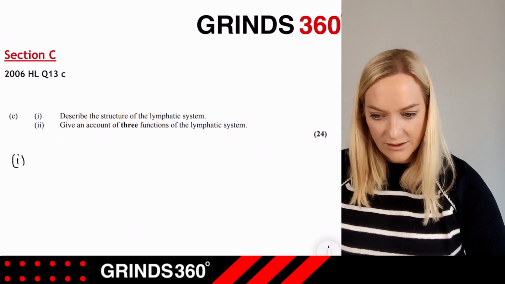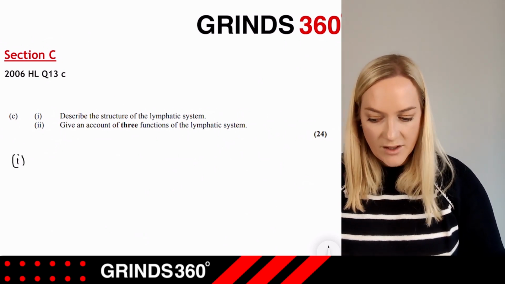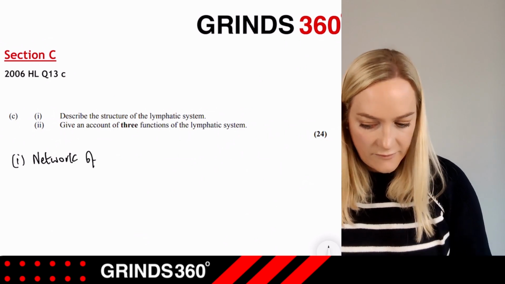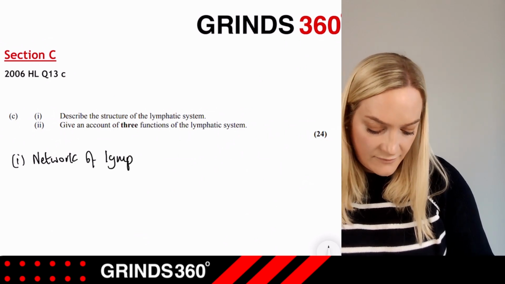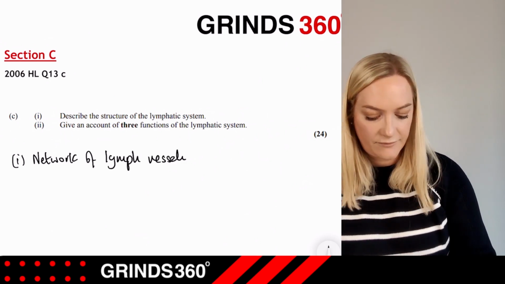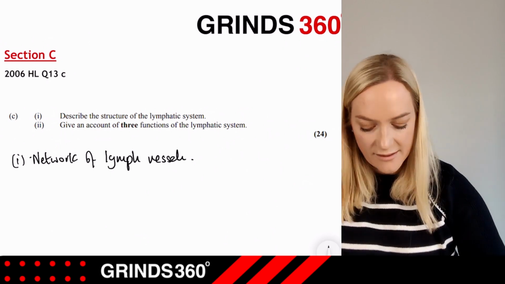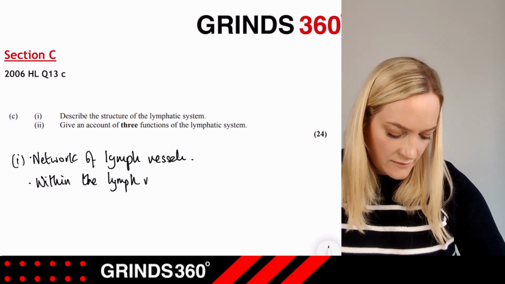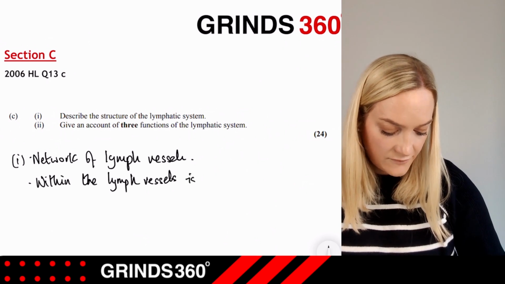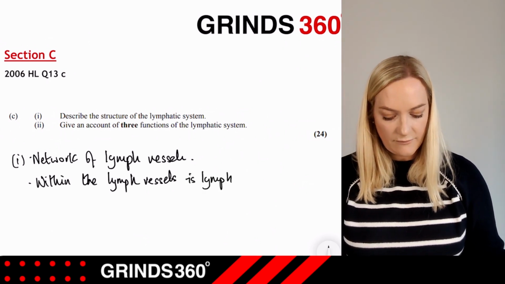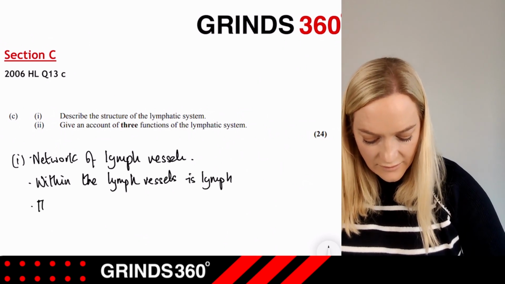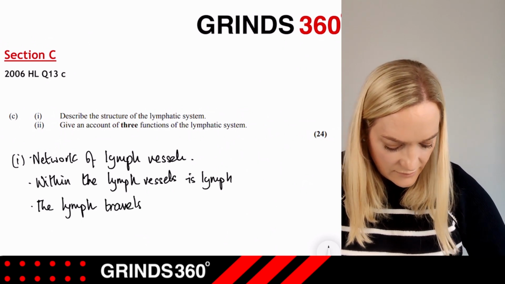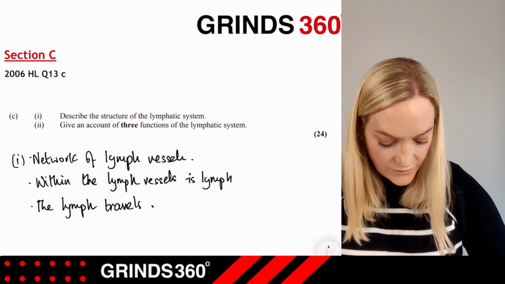So if we look at first, describing the structure of our lymphatic system. We can say that the lymphatic system is a network of lymphatic vessels, lymph vessels. What's inside the lymph vessels? So within the lymph vessels is lymph. The lymph travels through lymph nodes.